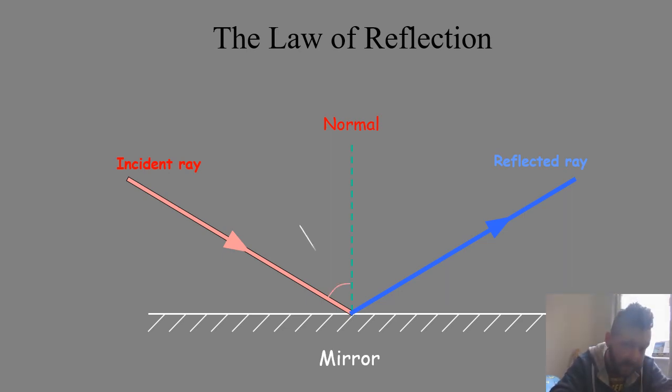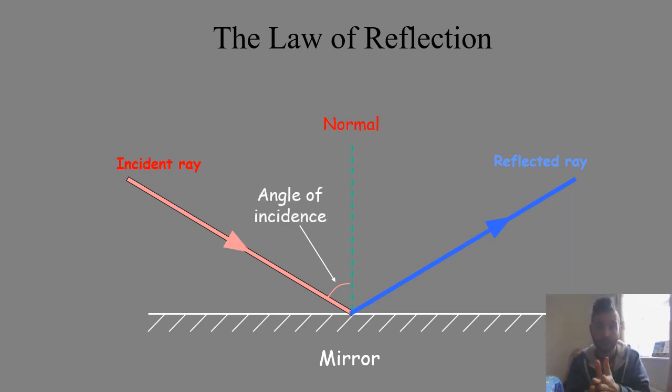And then we can start talking about our angles. The angles between the ray and the normal, like we looked at before. Now that one's called the angle of incidence, because it is the angle that comes between our normal and the incident ray.